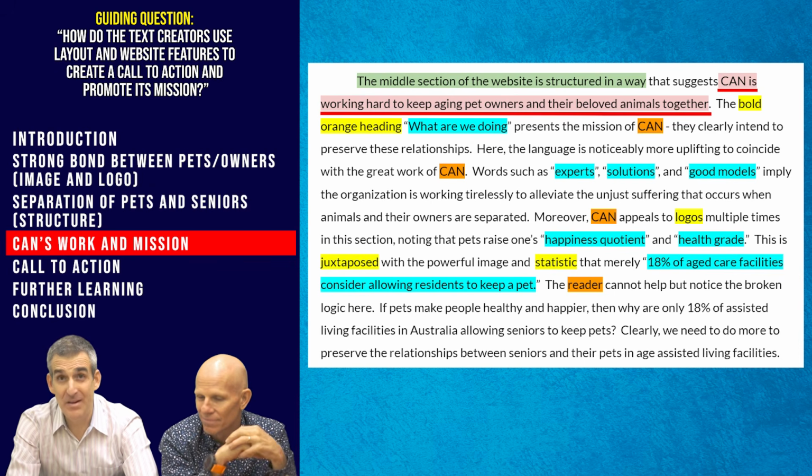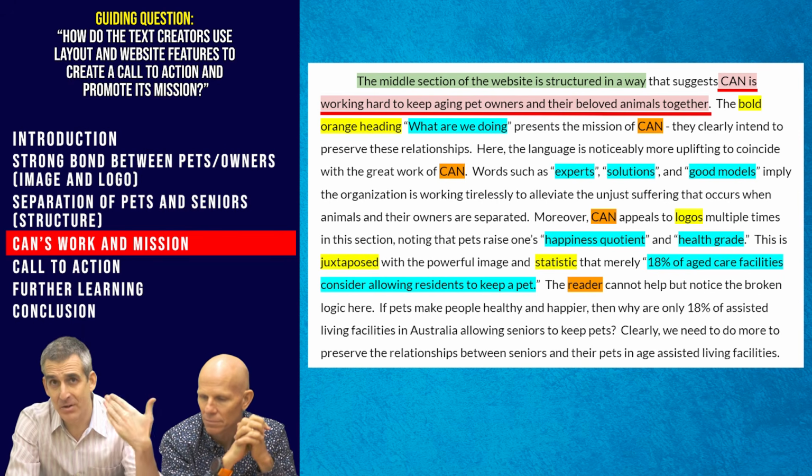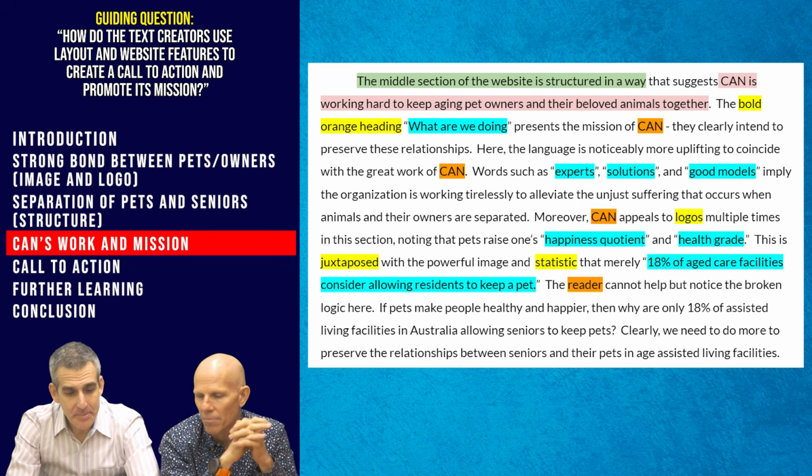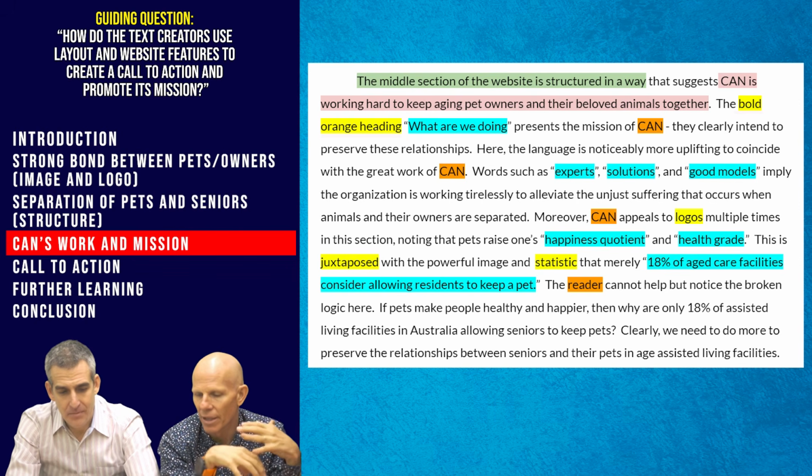Right? Yeah, and that they're working hard to keep the pet owner and the pet together. So this is kind of where the writer will talk about the mission of CAN, right? Yeah. And again, more of a look at font color and looking at what's bolded and the questions that are being asked.